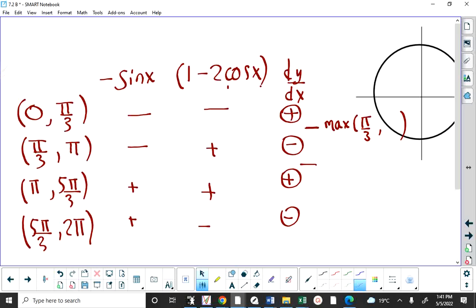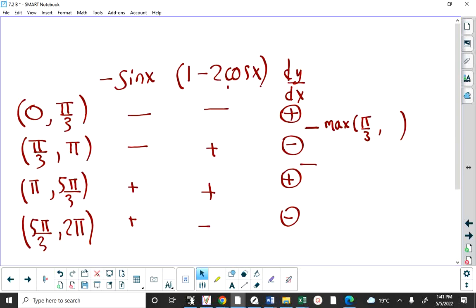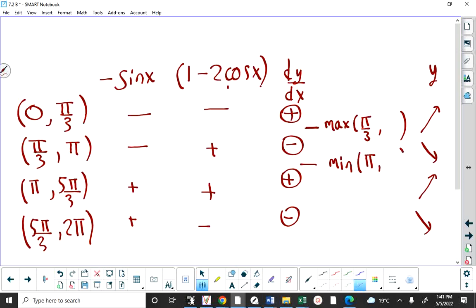Maybe I should put in here as well, the reason it's a max is because y is increasing, then decreasing, then increasing, then decreasing. This would be a min at pi. This would be a max at 5 pi over 3. Well, let's check it out.